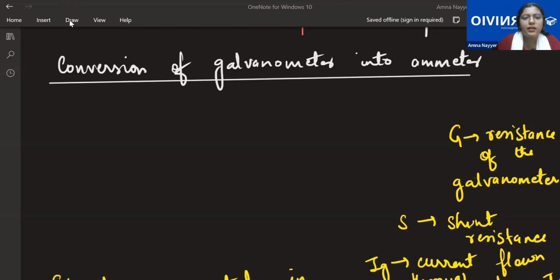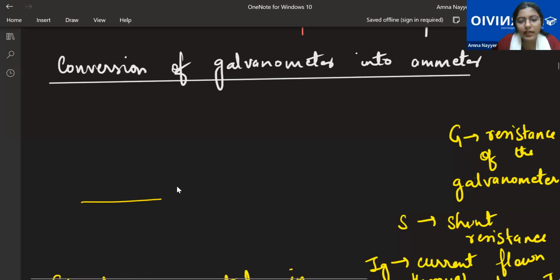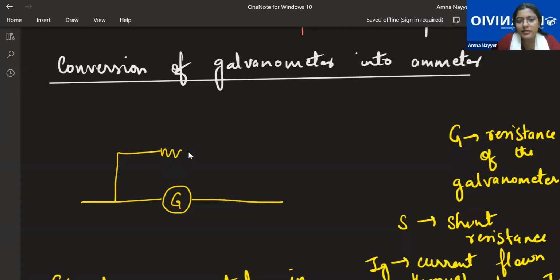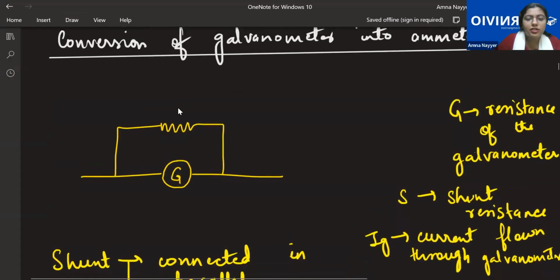So how is that possible? What we do is we take the galvanometer, let's say the resistance of the galvanometer is G, and we connect a resistance in parallel to it. This resistance is basically called the shunt. The term shunt is given, but it is the resistance only. So this is what is meant by the shunt.